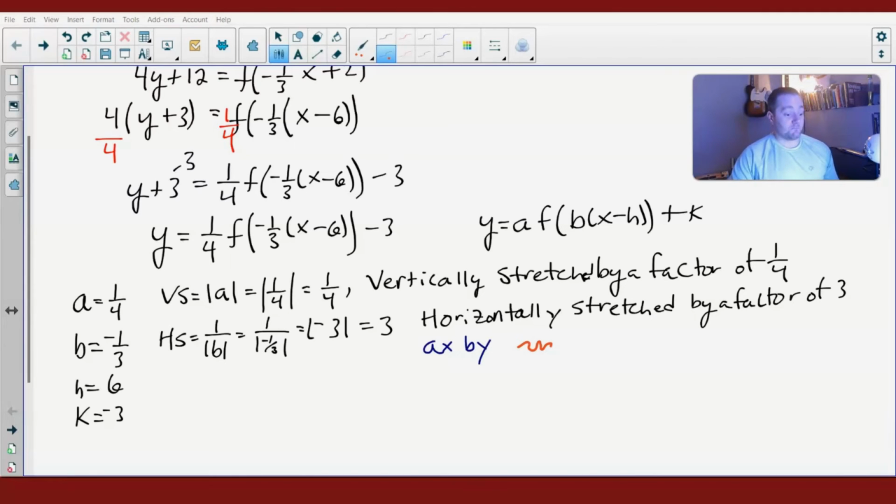So AX, BY. What it means is if A is negative, there's a reflection in the x-axis, and if B is negative, there's a reflection in the y-axis. So if you're going to do your math test, you better bring your X by, because it tells you what the reflection means. So we have a negative B value, so that means there's a reflection in the y-axis.